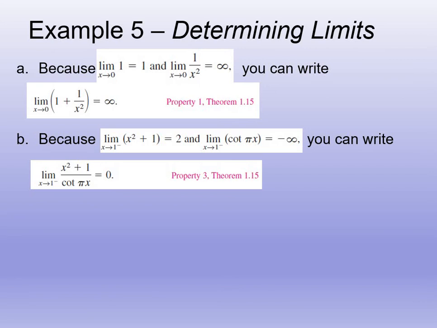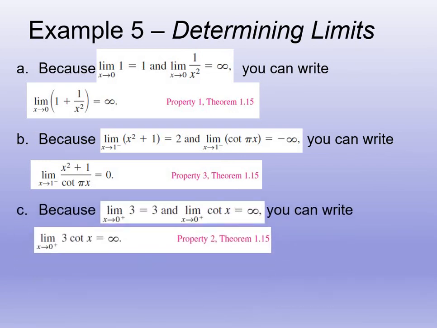Okay, so now we have what? 2 over negative infinity, right? Because 2 is the limit of the numerator, and negative infinity is the limit of the denominator. So we have 2 over negative infinity. So we have 2 over a really large number. All right, so it goes to 0. So that was like the third property from the previous slide.